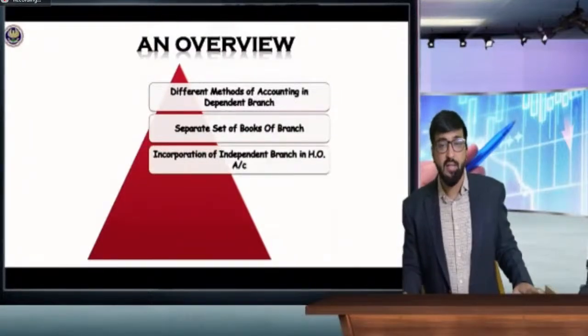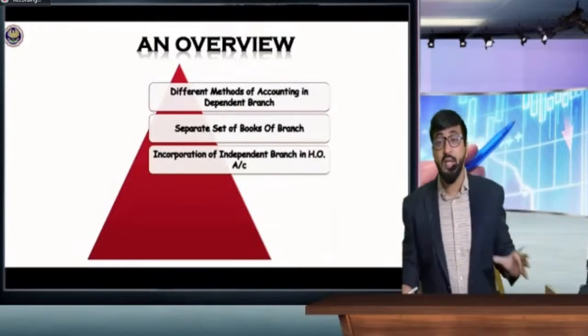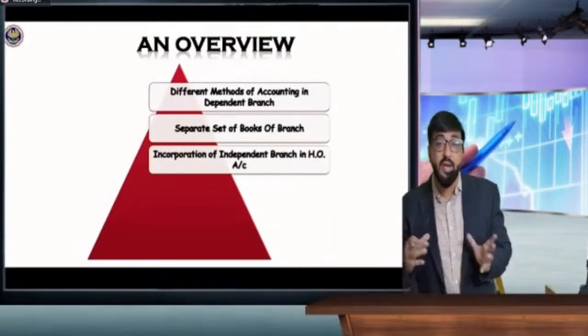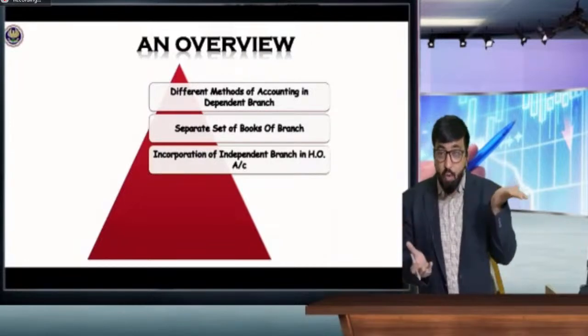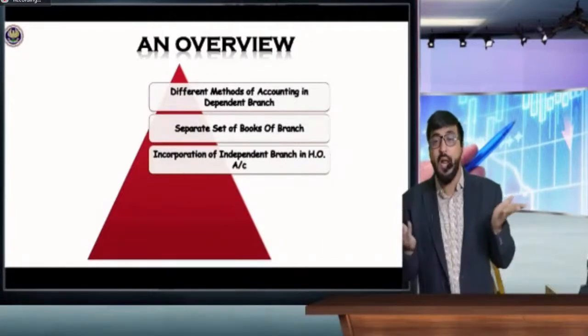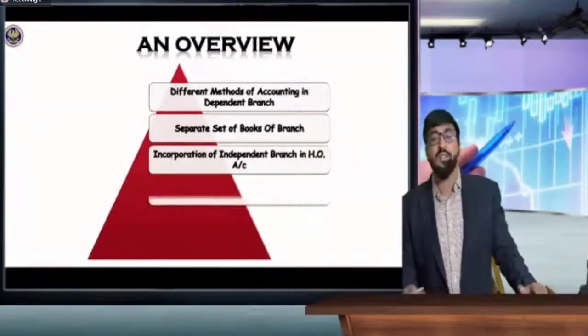Third one, sir, incorporation. Now this is very different, that we are going to see. So independent branch in head office books. So incorporation. We have to merge branch books and head office books. So branch books will be merged with head office books. In that case, how it will be calculated, how incorporation will be done, that process we have to see.